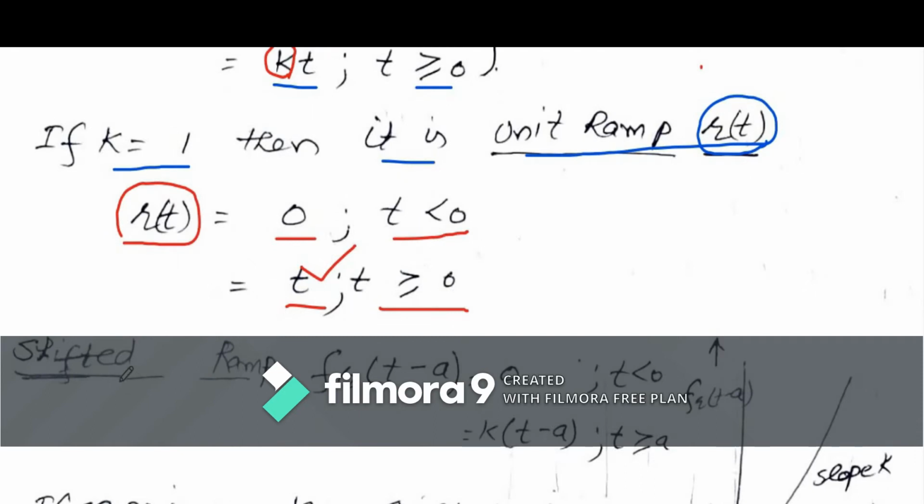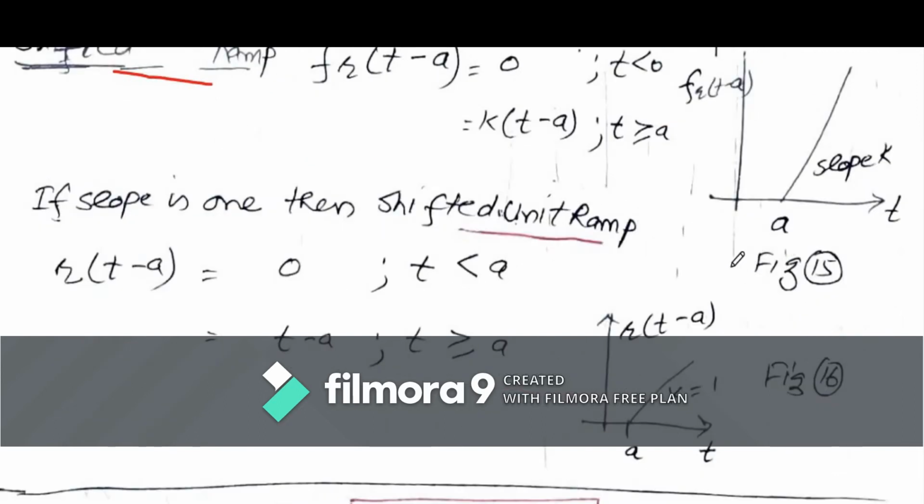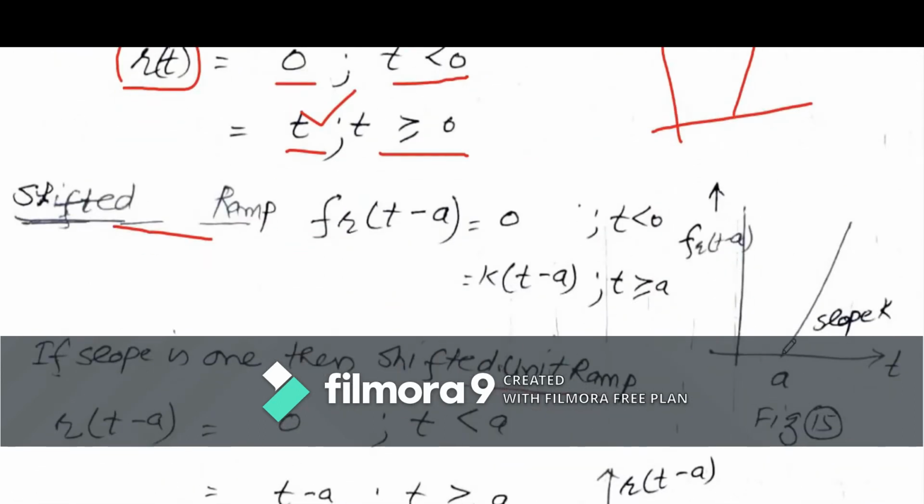And if the signal is shifted, meaning it is not starting from the origin but from any other point, as shown in this figure number 15, it is starting from point A. If a ramp function starts from point A, then it is a shifted ramp, and we will write it as Fr of t minus A. Its value is 0 for t less than 0, and is K(t minus A) for t greater than or equal to 0. Again, K is the slope. This is a shifted ramp.